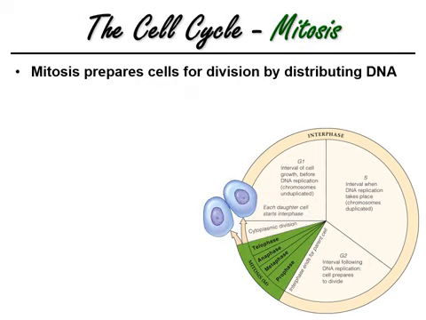So that was all interphase. Interphase is the longest part of the cell cycle. Sometimes I refer to it as the largest part of the cell cycle, which it's both. And so you have G1, you have S phase of interphase where DNA is replicated, you have G2, and then you have M phase. So mitosis prepares cells for division. We're going to start with mitosis. Mitosis prepares cells for division by distributing DNA.